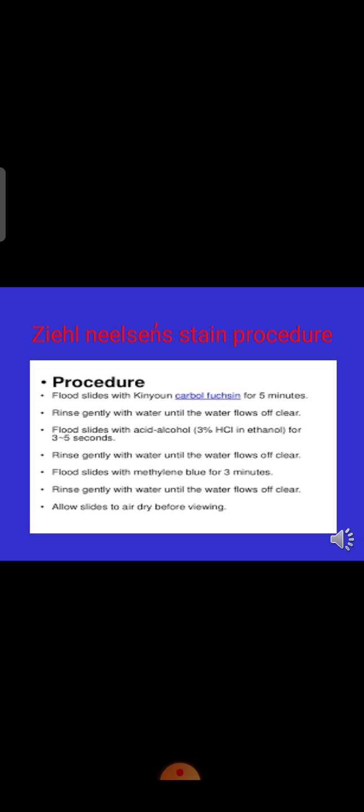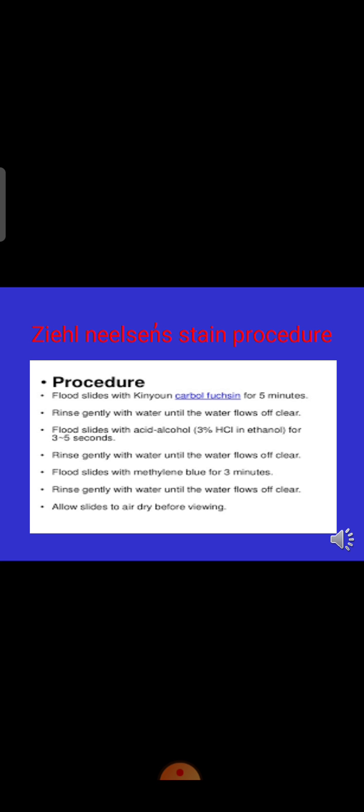Here the decolorizing agent is 3% HCl in ethanol. So here again is another modification. The decolorizing agent is acid alcohol in the form of 3% HCl in ethanol, and it is allowed to act for about 5 seconds. After that, we wash off the decolorizing agent with water and apply the counterstain, the methylene blue. Let it act for about 3 minutes.